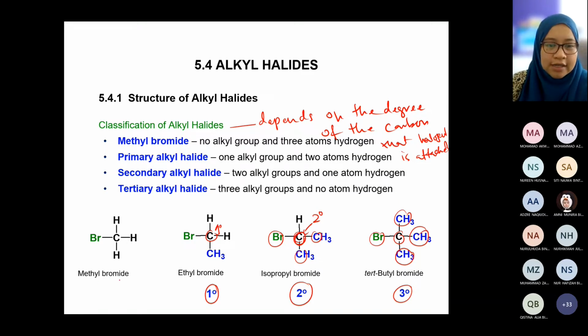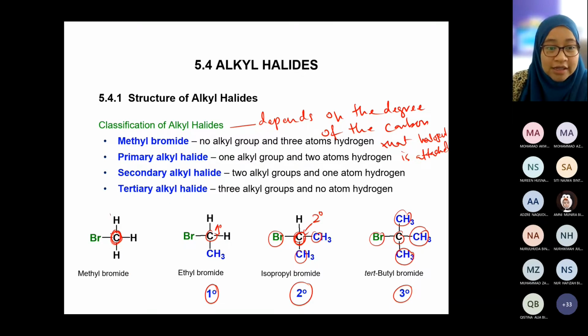Why is it called methyl halide? Kenapa dia tak dipanggil primary halide? Sebab apa? In order to be called primary halide, the carbon must be attached to another carbon kan? Tapi carbon ni, dia attached kepada mana-mana carbon ke? Mana ada. Therefore, dia tak boleh dipanggil primary halide. Therefore, it is called methyl halide.